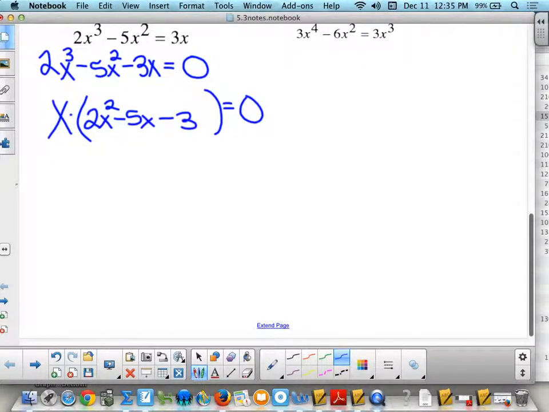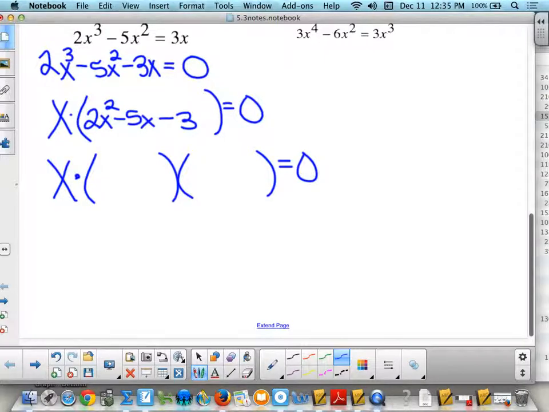Now Haley, she already told me to take out an x. Why didn't I take out any numbers? Yeah, 2 doesn't work, 5 doesn't work, 3 doesn't work. So I can't take out the numbers, but I can take out the common variable. So here I am. I got a trinomial, and I'm hoping that it factors.